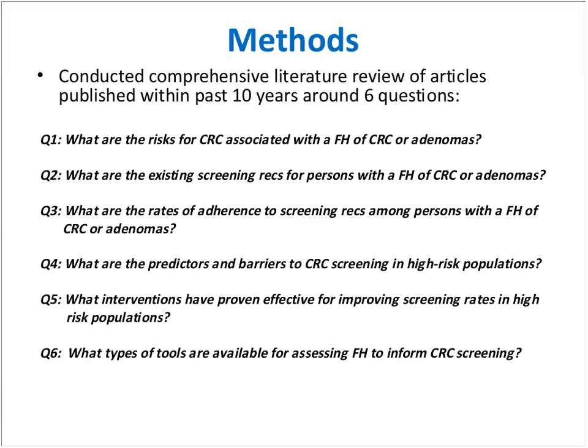Question 2 was, what are the existing screening recommendations for individuals with these family histories? What are the rates of adherence to screening among these individuals? And what are the predictors and barriers to screening in high-risk populations? What interventions have proven effective for improving screening rates in high-risk populations? And lastly, what types of tools are available for assessing family history to inform colorectal cancer screening?